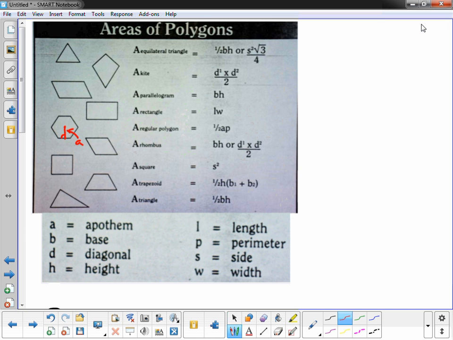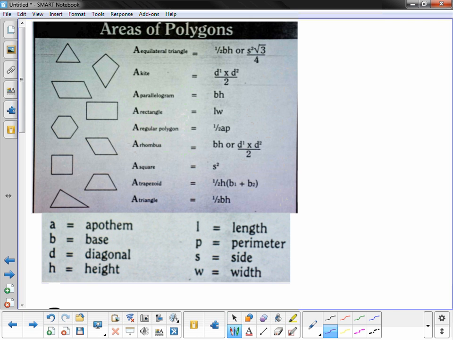Because when I look at this formula, 1/2 AP, P stands for the perimeter, and the A is the apothem. The perimeter is just the distance around the regular polygon. So what I'm doing is creating little triangles that match up to each side. That A is the height of that little triangle. That's the apothem. So I take the apothem times the perimeter times 1/2.